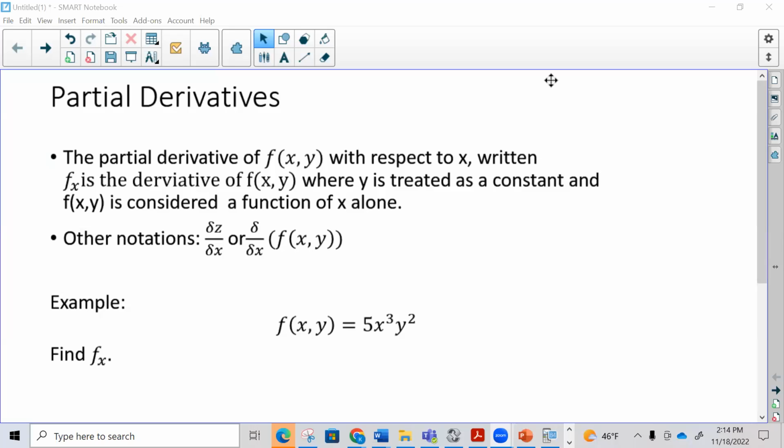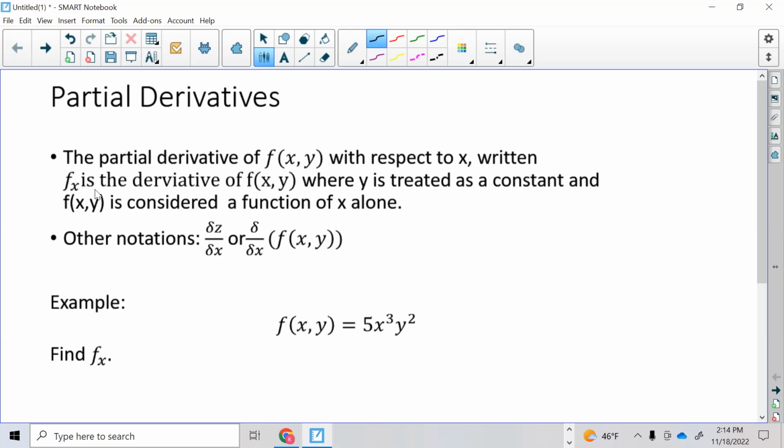So now we're going to look at taking derivatives of functions of two variables, and we call these partial derivatives. The partial derivative of f of x, y with respect to x, written f_x, is the derivative of f of x, y, where y is treated as a constant and f of x, y is considered a function of x alone. So we are going to take the derivative of these functions. When we take the derivative of these functions, we consider one variable the actual variable, and the other variable we pretend is a constant, and we use the rules for constants when we take the derivatives.